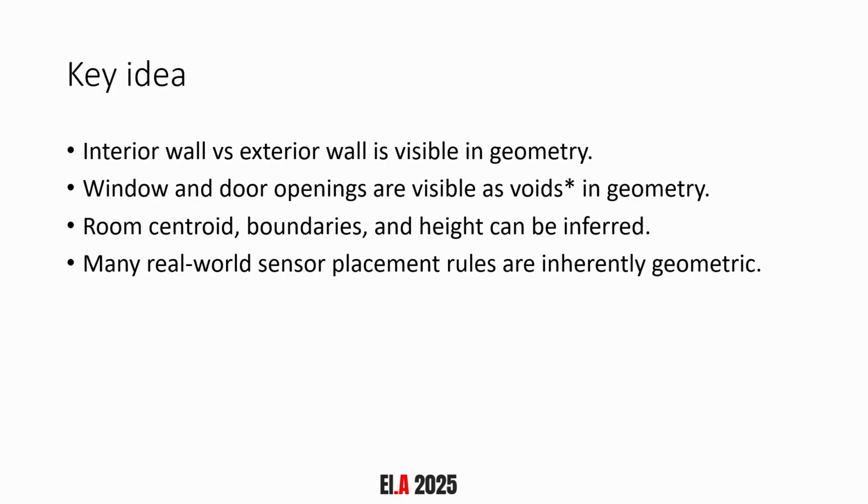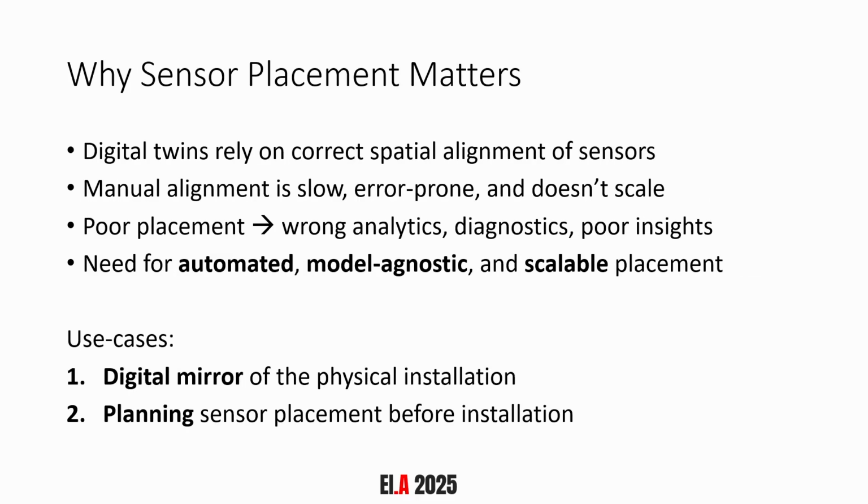So the key idea is that, by the geometry itself, we can identify interior and exterior walls. We can classify window and door openings by the visible voids, or you could actually tune it to different materials and filter for that, if that is in your scene or in your 3D environment. We use the room centroid and the boundaries of the floor, and the height can be inferred by raycasting from the centroid itself towards the ceiling, or towards the roof. And we use the idea that real-world sensor placement rules are inherently geometric, or at least a lot of them are.